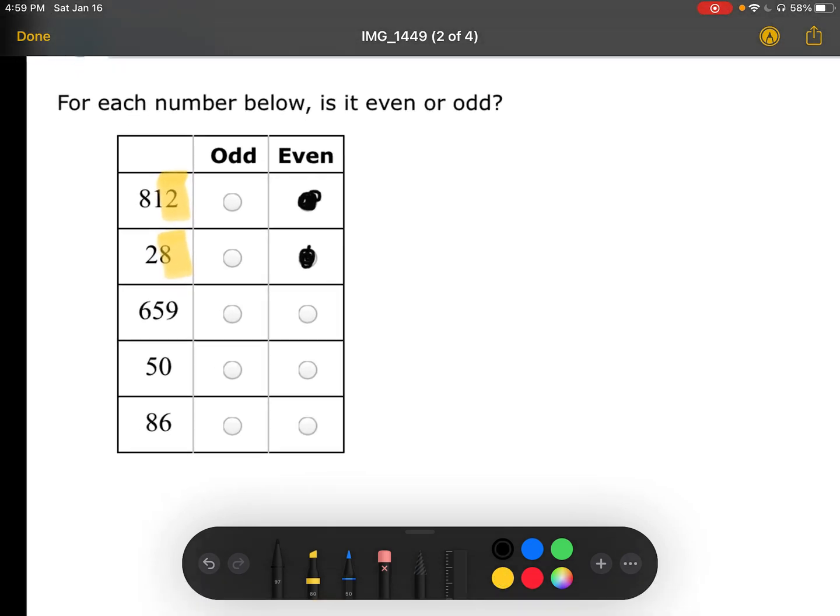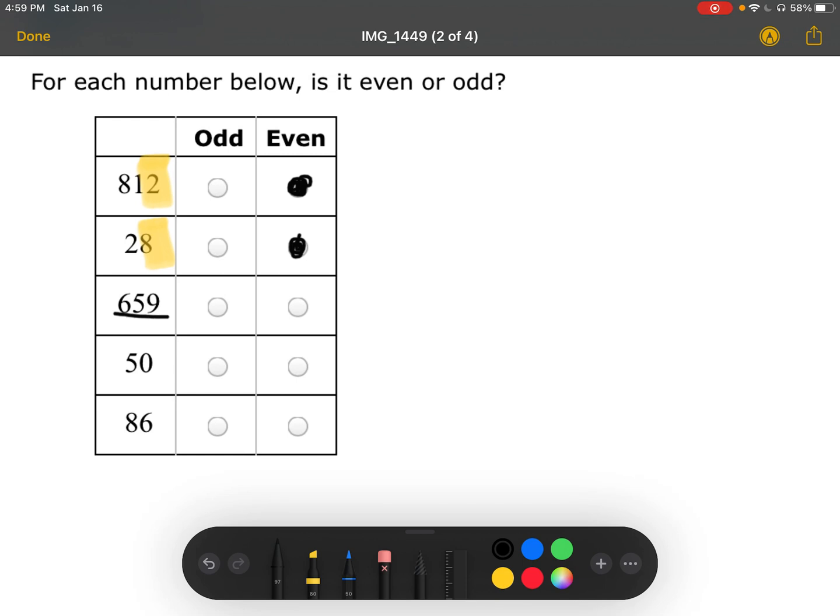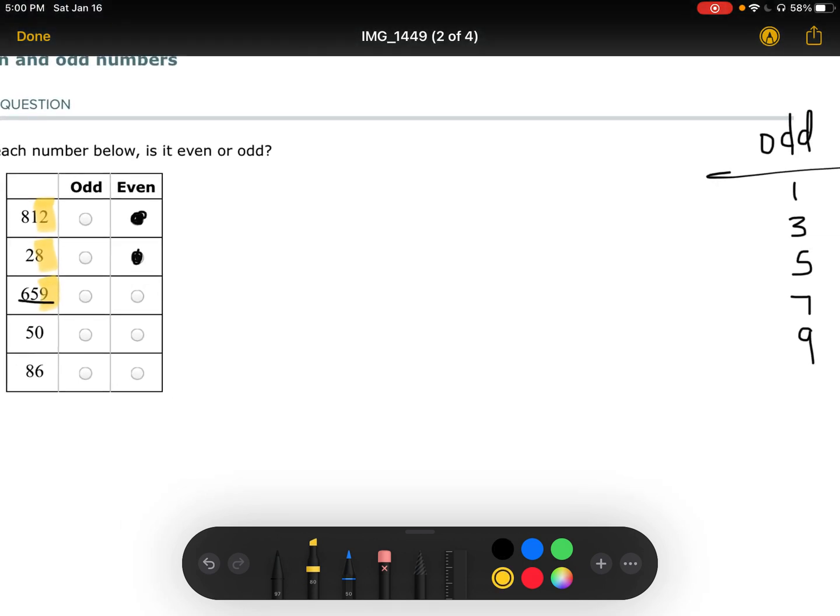Okay. So with this one, I have a 3-digit number. Again, I'm looking at the very last number in the sequence, which is a 9. I'm going to look to my list. I have 9 over here. So I'm going to put this as, not that one, as odd.